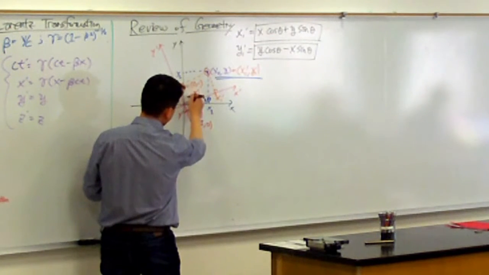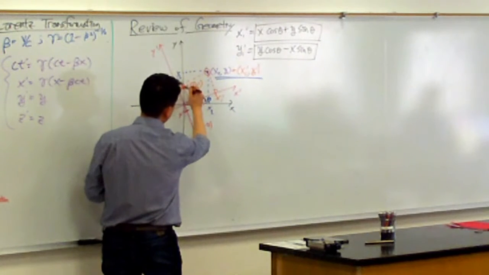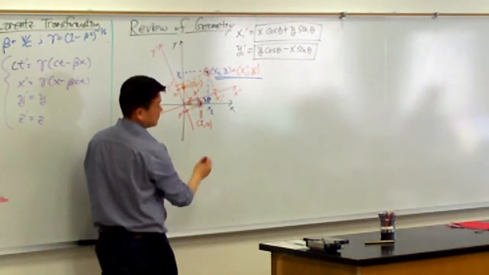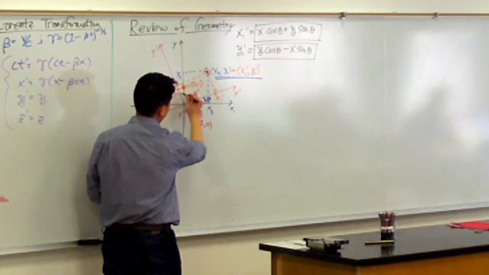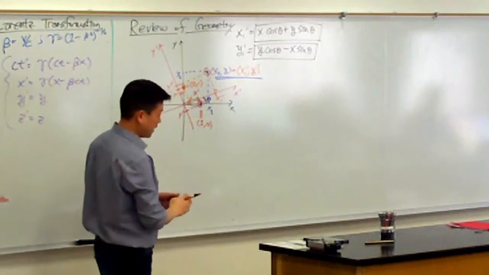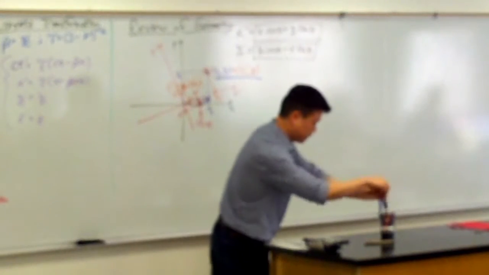Drop down a point perpendicular to the axis here. So this is my x prime. Drop down a point perpendicular to the axis. This is my y prime. And this angle here that I'm labeling, that's my theta. Right? So I'm looking at this right triangle here.